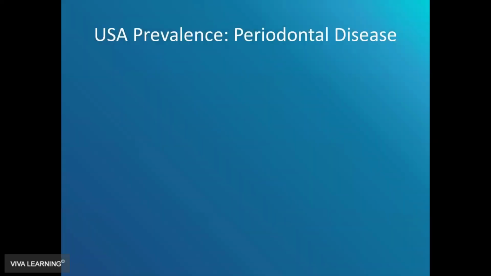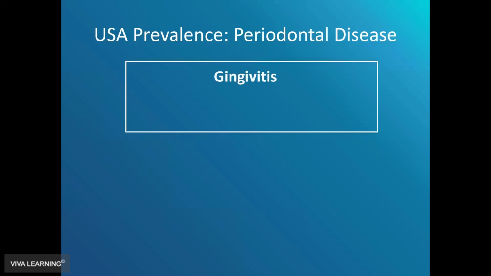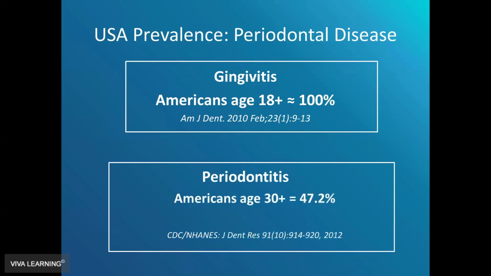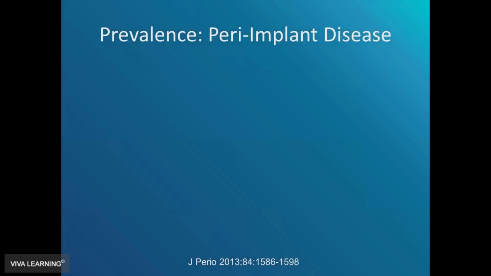Prevalence of these diseases? Well, we're looking at periodontal disease first in the USA. Please keep in mind that this is on a patient basis, not particular teeth, but we're going to divide up and categorize that for implants so you get a better picture of what's going on. So for gingivitis, Americans over the age of 18, basically everybody. Periodontitis in Americans over the age of 30, about half. And my favorite statistic, because this is the age group that I see a lot of, Americans over the age of 65, about 65% have moderate to severe periodontitis.